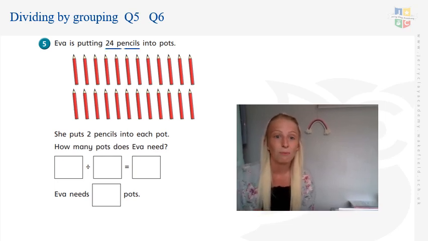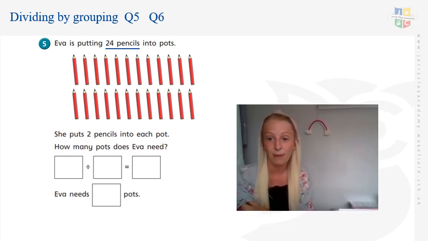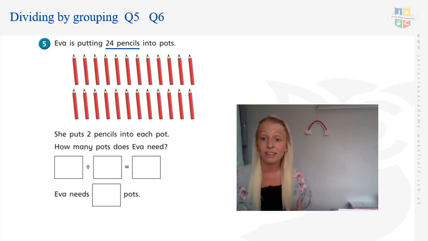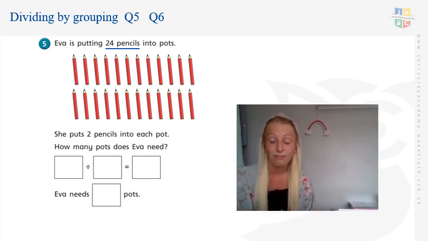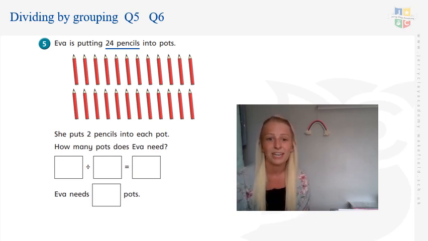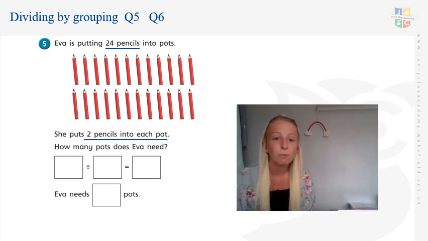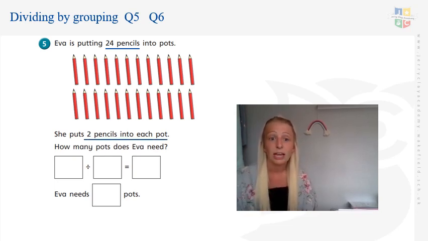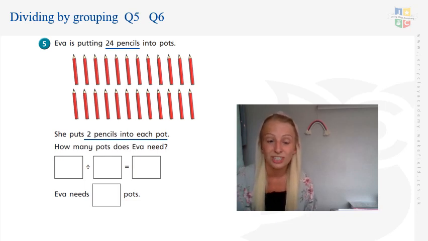Excellent. The most important part was 24 pencils. Actually, it could be 24 dogs or 24 biscuits, but for this question we need to be looking at the pencils. So I've got 24. Now I don't need to count them because they've told me there's 24, so I know straight away how many there are. She puts 2 pencils into each pot. Now 2 pencils into each pot means that she's putting them into groups of 2. Brilliant. So we're dividing into groups of 2 today.